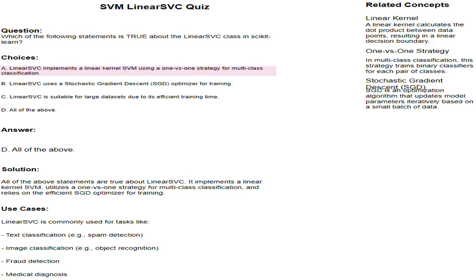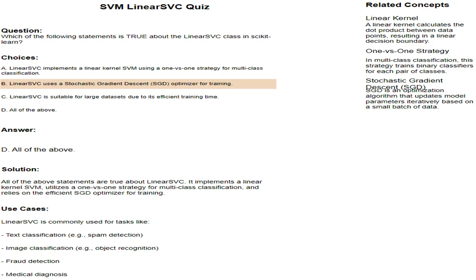A. Linear SVC implements a linear kernel SVM using a 1vs1 strategy for multi-class classification. This statement is true. Linear SVC utilizes a linear kernel, which means it finds a hyperplane that separates data points into classes. For multi-class problems, it employs a 1vs1 strategy, creating a binary classifier for each pair of classes. This is a common approach for multi-class SVM classification. True. B. Linear SVC uses a stochastic gradient descent (SGD) optimizer for training.